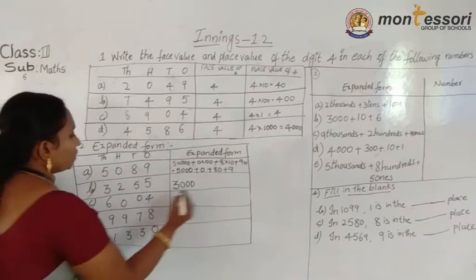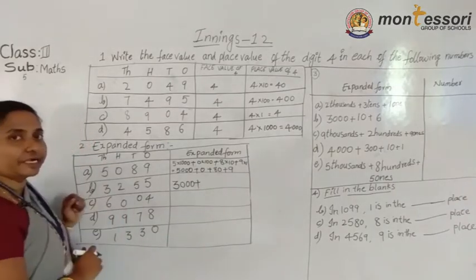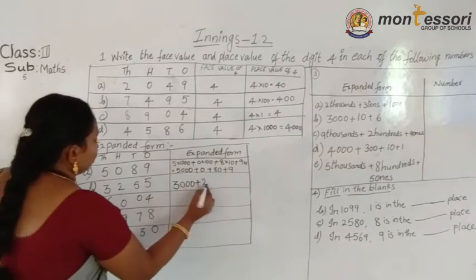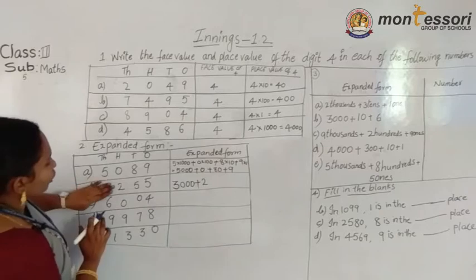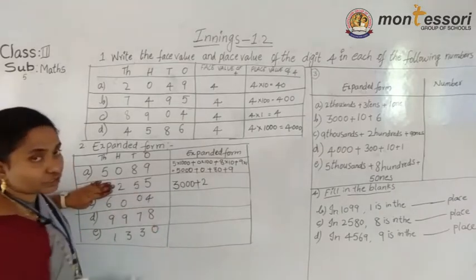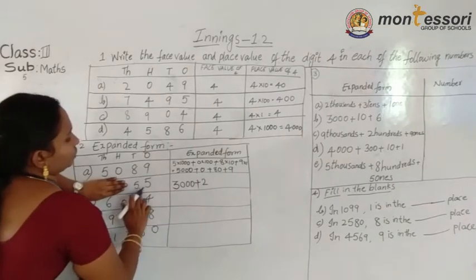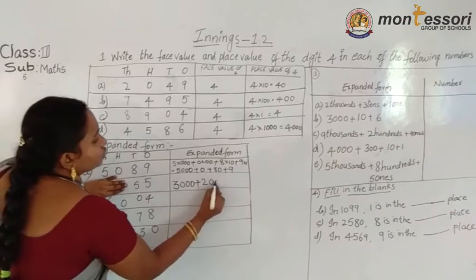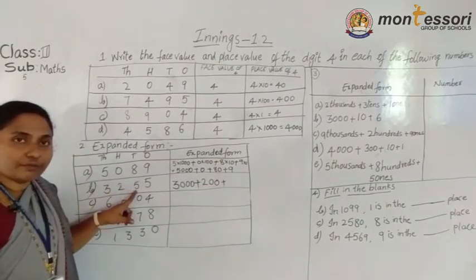Next, 2 is in which place? Hundreds place. So I write 2. First I write 3, no? After 3 how many numbers are there? 1, 2, 3. I put 3 zeros. Next I write 2. After 2 how many numbers are there? 2 zeros. I put 2 zeros. Next, what is the number here? 5.